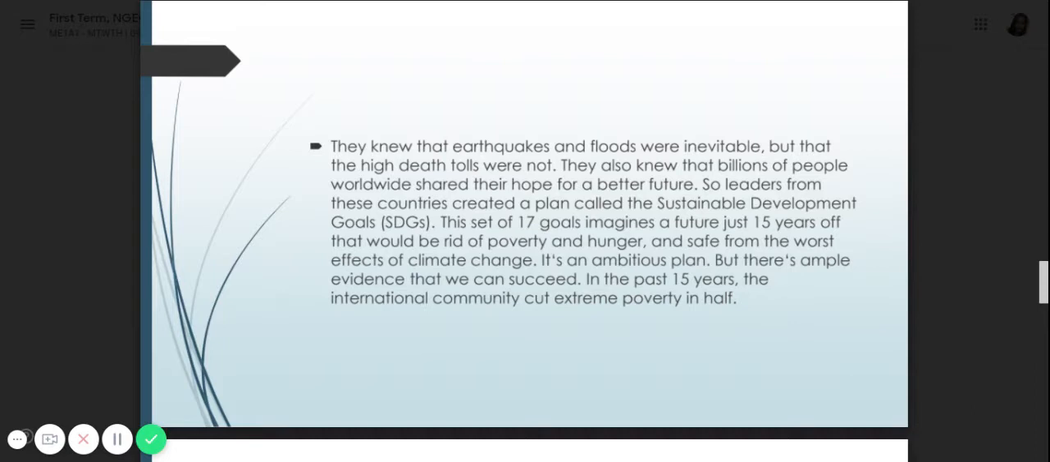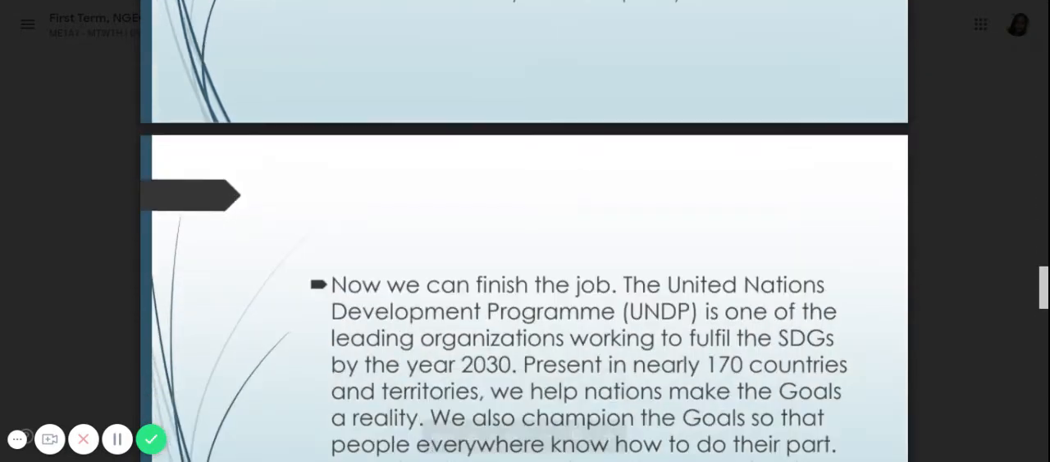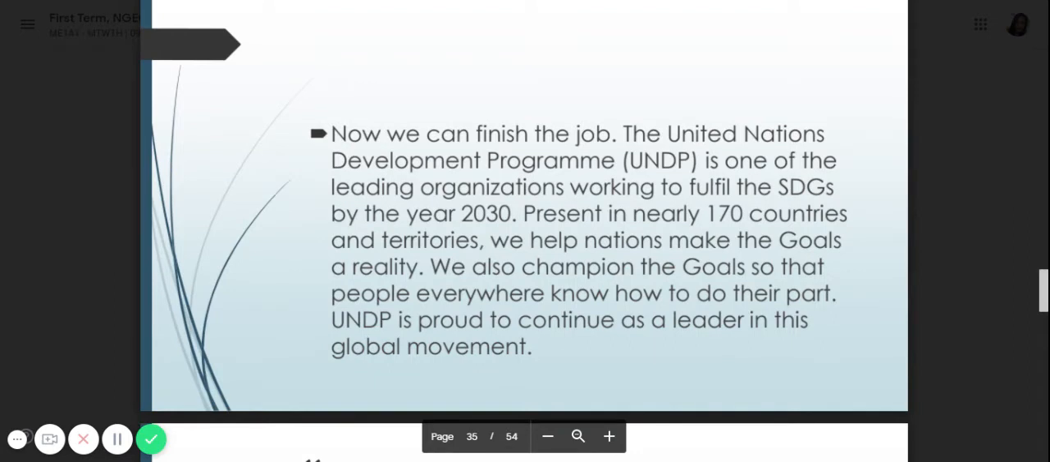It imagines a future just 15 years off that would be rid of poverty and hunger and safe from the worst effects of climate change. It is an ambitious plan, but there's ample evidence that we can succeed. In the past 15 years, the international community cut extreme poverty in half. Now we can finish the job. The United Nations Development Program, or UNDP, is one of the leading organizations working to fulfill the SDGs for the year 2030. So we only have 10 more years. Present in nearly 170 countries and territories.